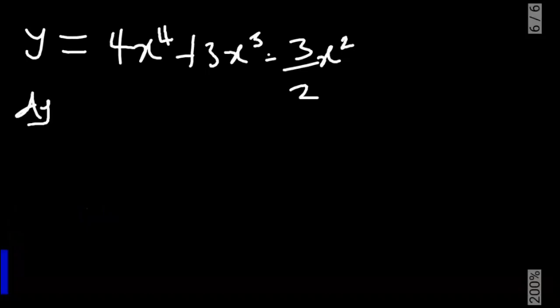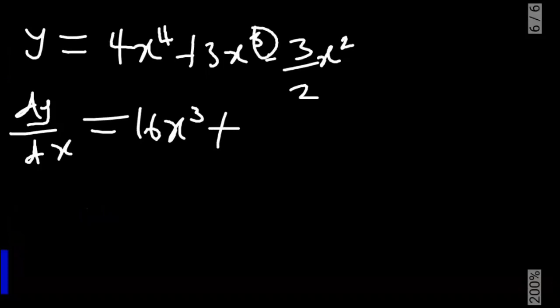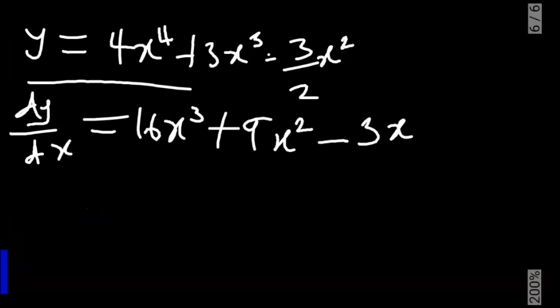So dy/dx, don't forget to include this. dy/dx is equal to 16x cubed plus power multiplied by the coefficient. We have 9. 1 subtracted from the power, we have 2. Power multiplied by the coefficient again, 2 multiplied by 3 over 2 is 3. 1 subtracted from 2, we have 1. So this is the derivative of these algebraic functions. Let's move to another function.